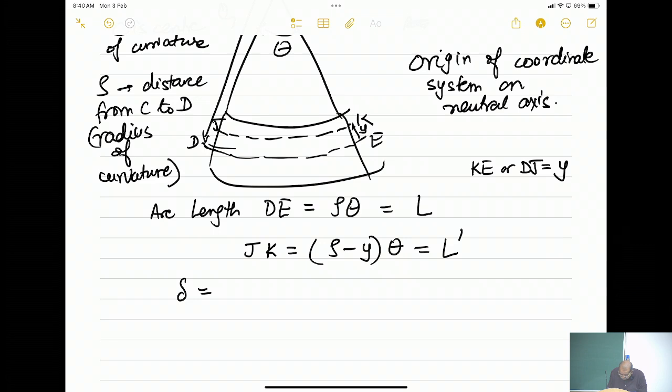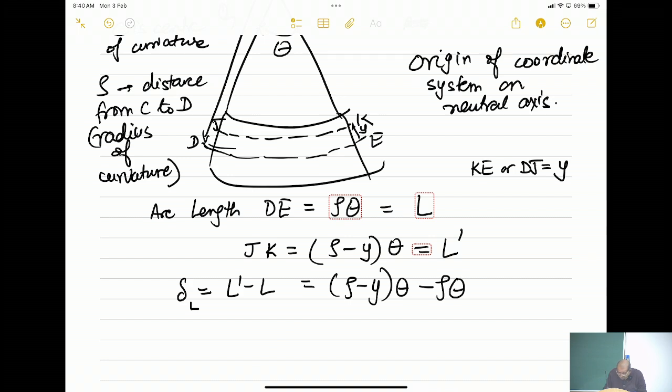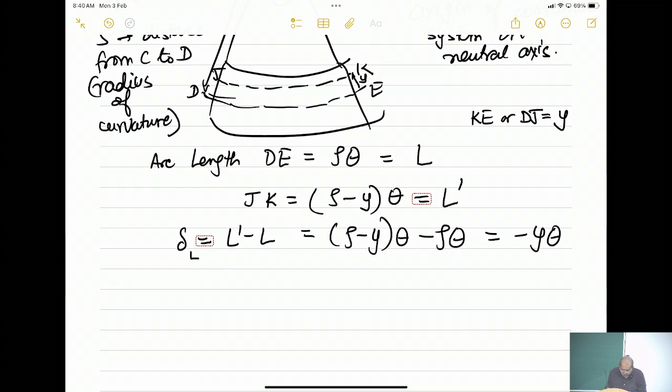So the change in length delta L is equal to L prime minus L, and this is equal to rho minus Y times theta minus rho theta. This is equal to minus Y theta. And epsilon x, which is equal to delta L upon L, will be equal to minus Y theta upon rho theta.